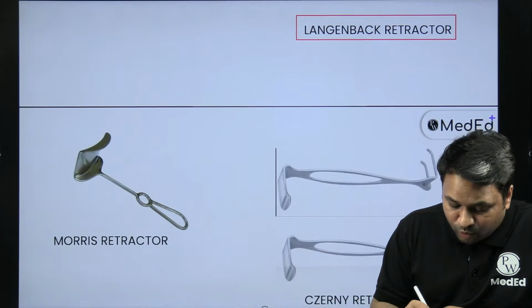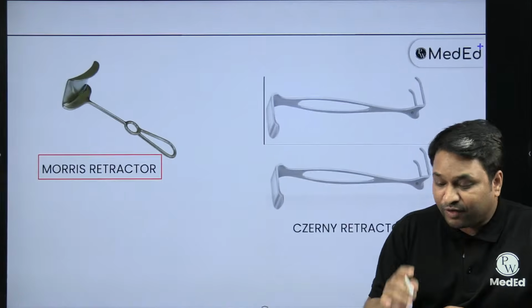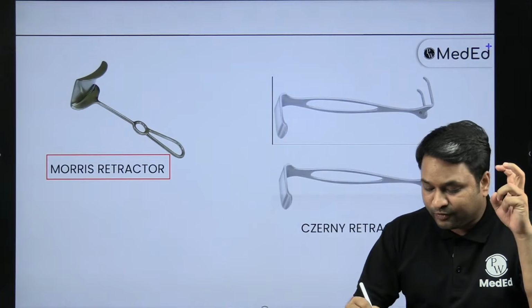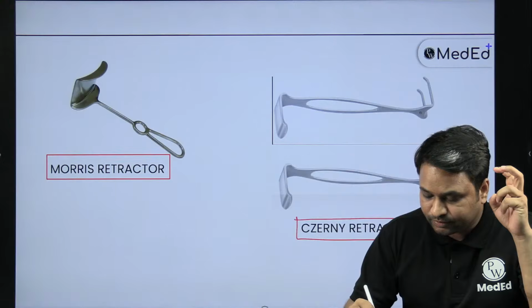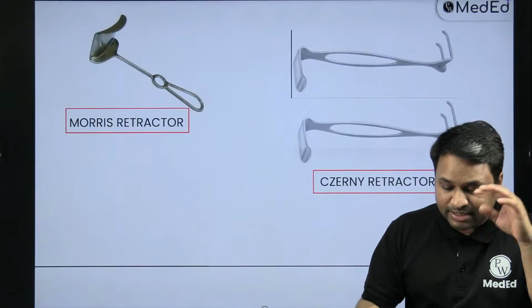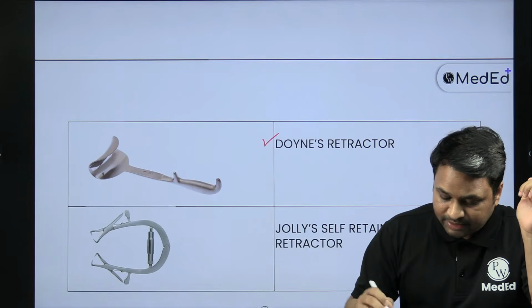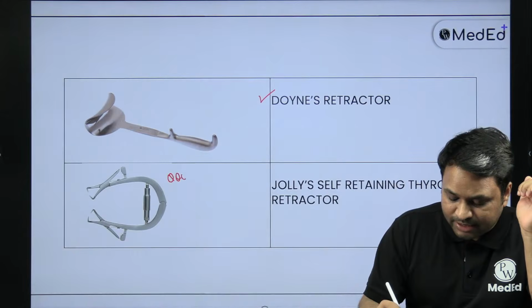Langenbach with a little bit more width and curvature becomes the Morris retractor. If you have one end Langenbach and the other end with two fangs, this is called a Zernes retractor. Now the same Morris retractor, if it becomes more curvy, is your Doyne's retractor. This is something that you have to recognize on seeing it.